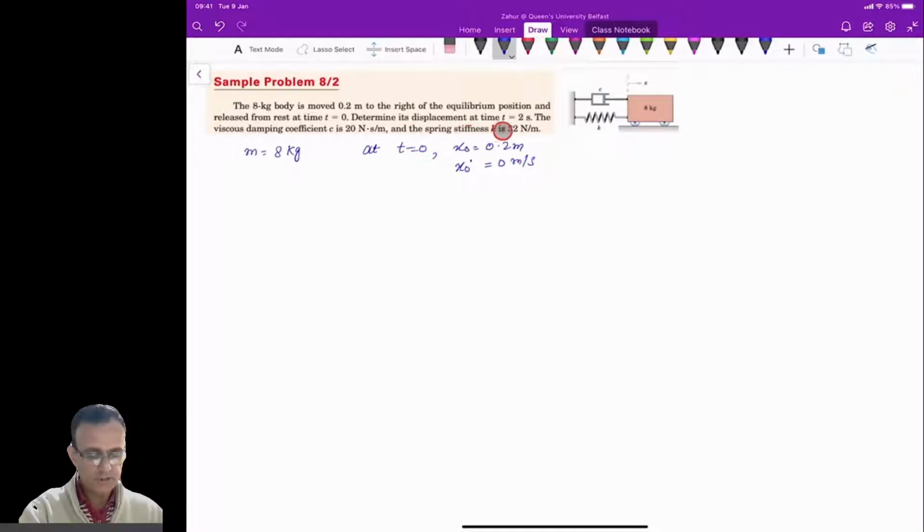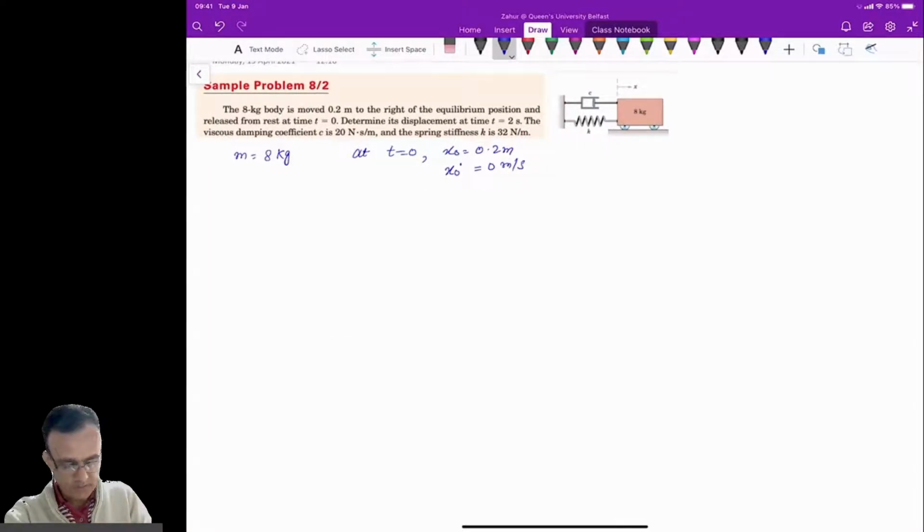Determine the displacement at time t is equal to 2 second. So you need to calculate the displacement when t is equal to 2 second. So x2 is unknown here.